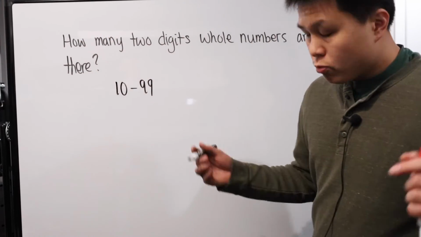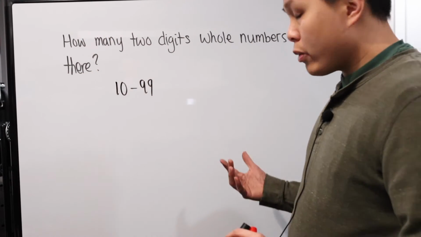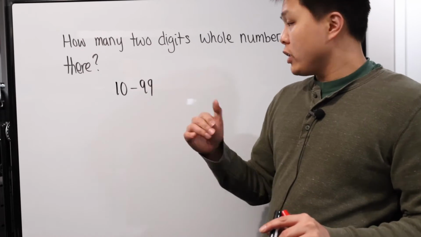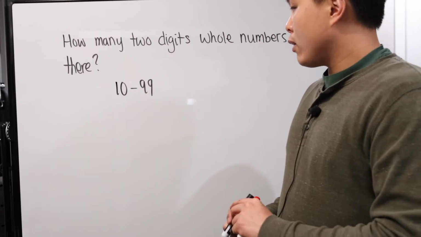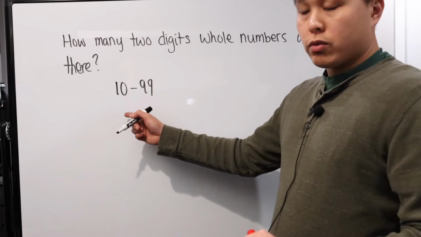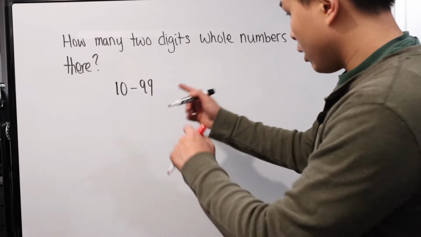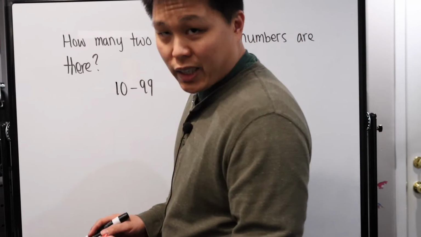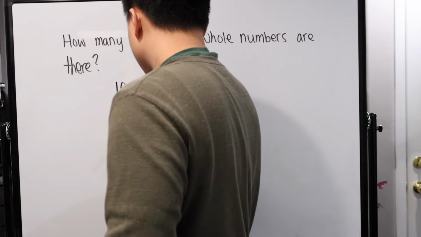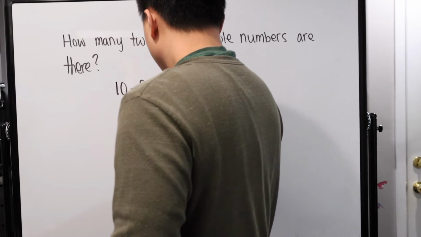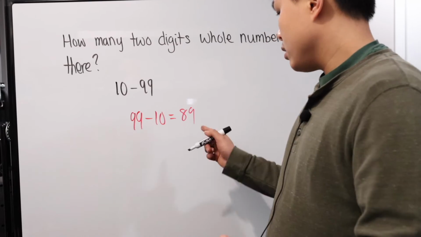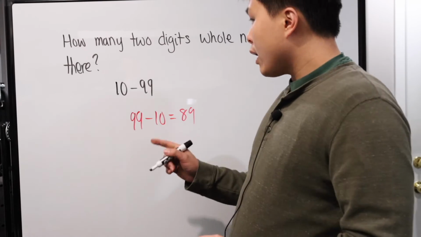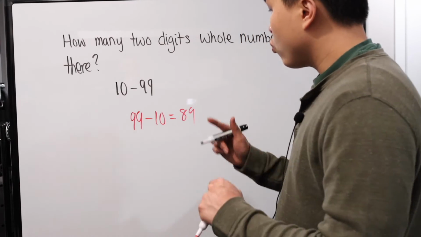Anything less we don't want, anything greater we don't want, because anything less is just 1 digit and anything greater is 3 digits. So all we have to do is figure out the difference between 99 and 10. How many numbers are there total? Once again, the common mistake could be doing 99 minus 10, which gives me 89. Not so great. So let's reason it out and see what we can do.